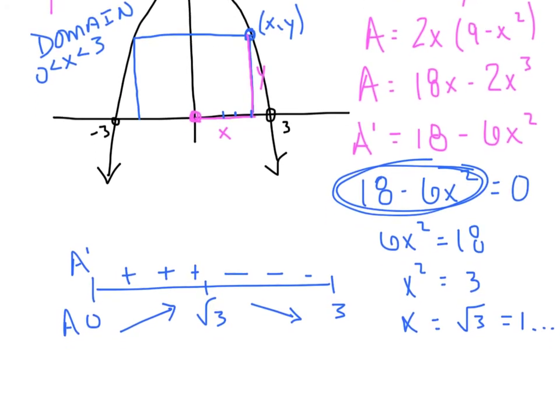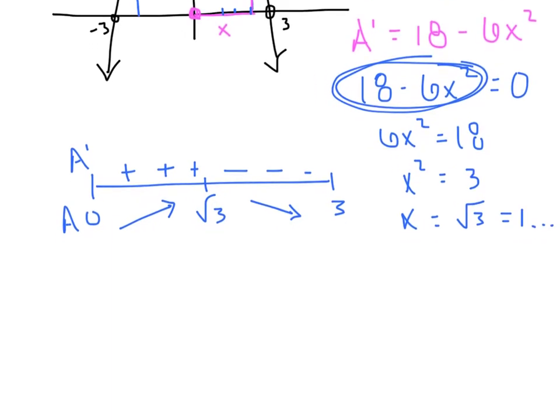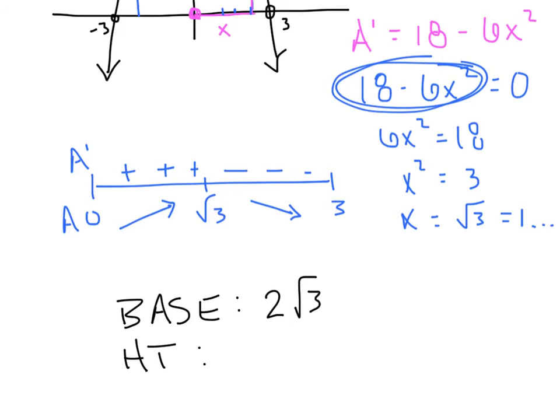Now, just be careful. The question actually asks for the dimensions. In the dimensions, I would say the base is going to be 2 times radical 3. And I would say that the height has to be, well, let's see. We knew that the y was equal to square root, nope, I'm sorry, I'm thinking of a different problem. 9 minus x squared. And if I substitute the radical 3 in there, I'd end up with 6 for the height.